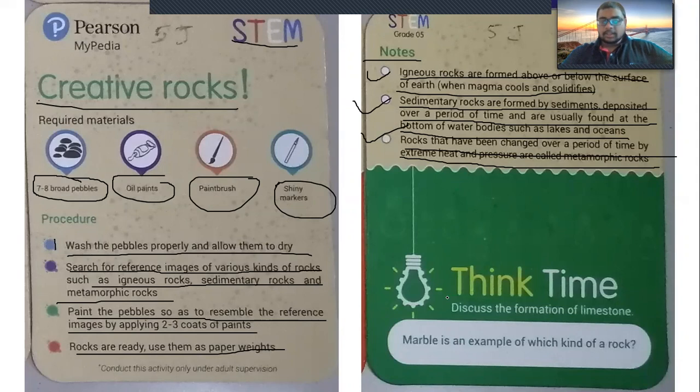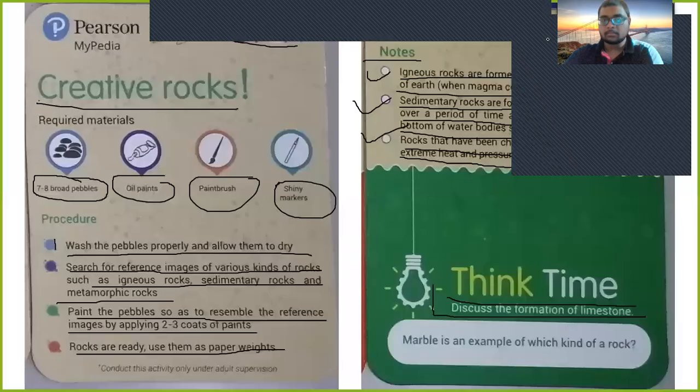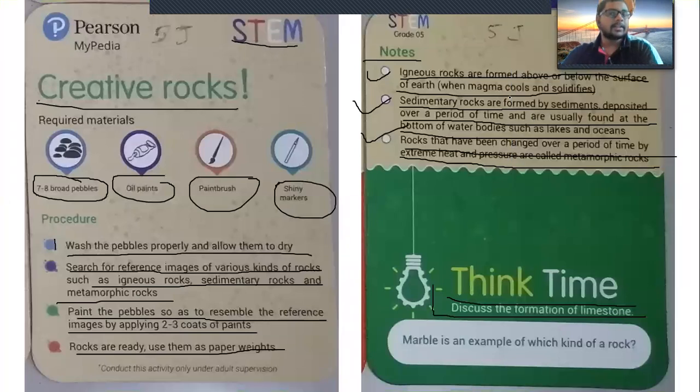Now, think time for all of you. Discuss the formation of limestone. Limestone is a mineral, and we have seen that limestone is a type of sedimentary rock. When minerals come on top of one another and stay together, that is how the formation of limestone takes place. So limestone is a product of sedimentation and sedimentary rocks.